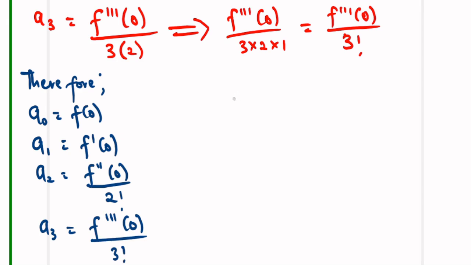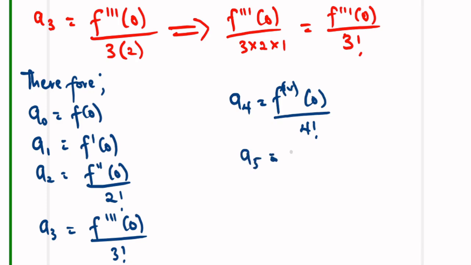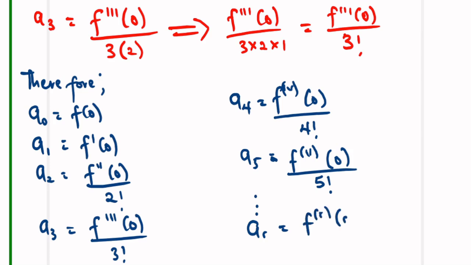So we can see the pattern that a4 will be the fourth derivative of f at 0 over 4 factorial. a5 will be the fifth derivative of f of x at x equal to 0 over 5 factorial, dot dot dot. We can say ar will be the rth derivative of f at 0 over r factorial, down to infinity. So now we've been able to get the constants a0, a1, a2, a3, a4, a5.